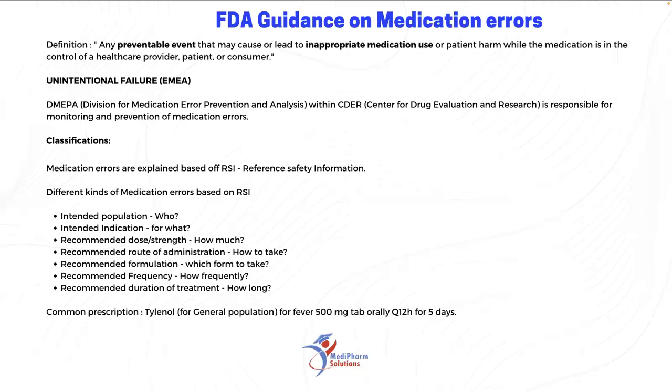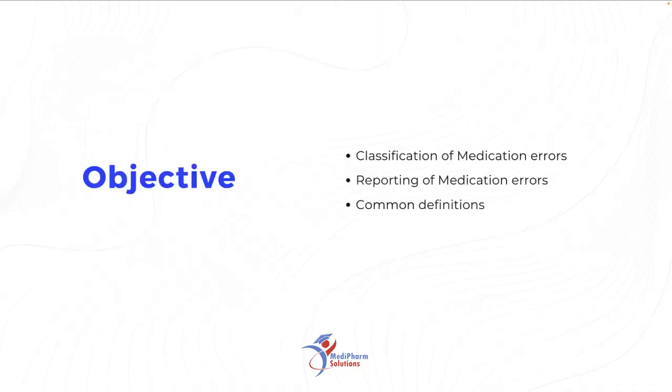Now, that being said, from an interview perspective, what I want you guys to get out of this module is three things. One, classification of medication errors, from a PV standpoint, from a drug safety standpoint: what are the medication errors? Second, how do you report them? When do you have to report, and how do you report them? There are different types of medication errors, so each type may be reported in different formats.